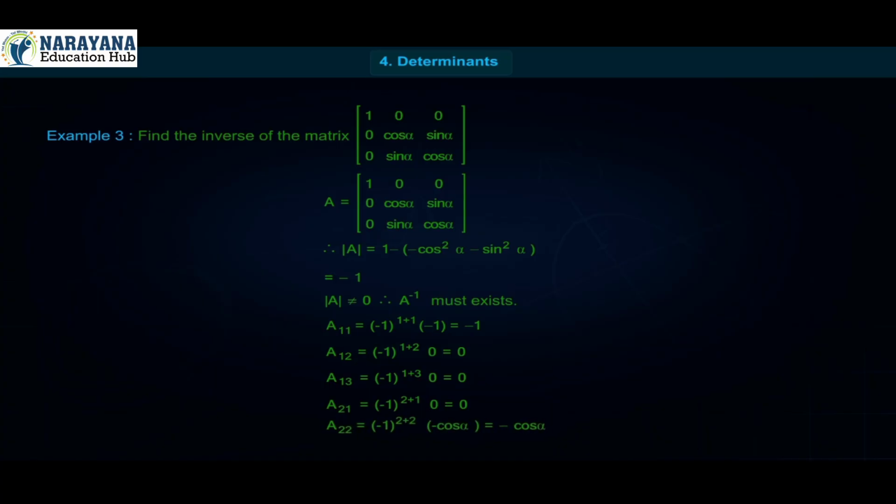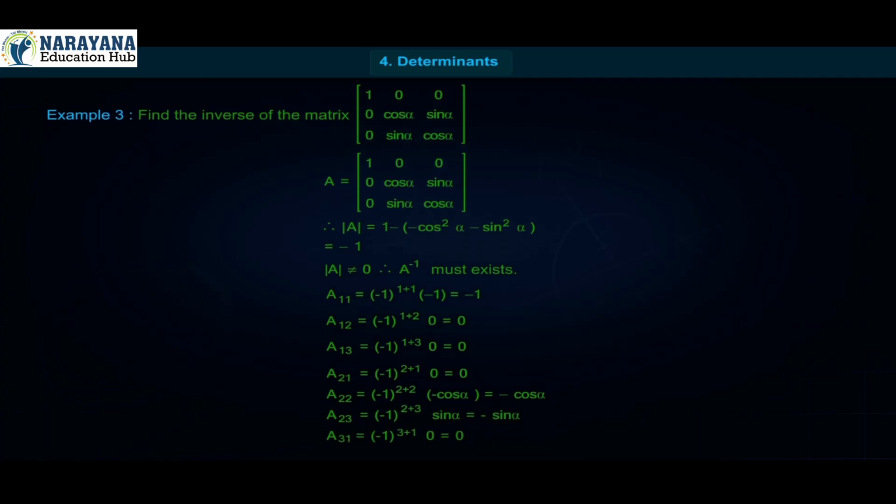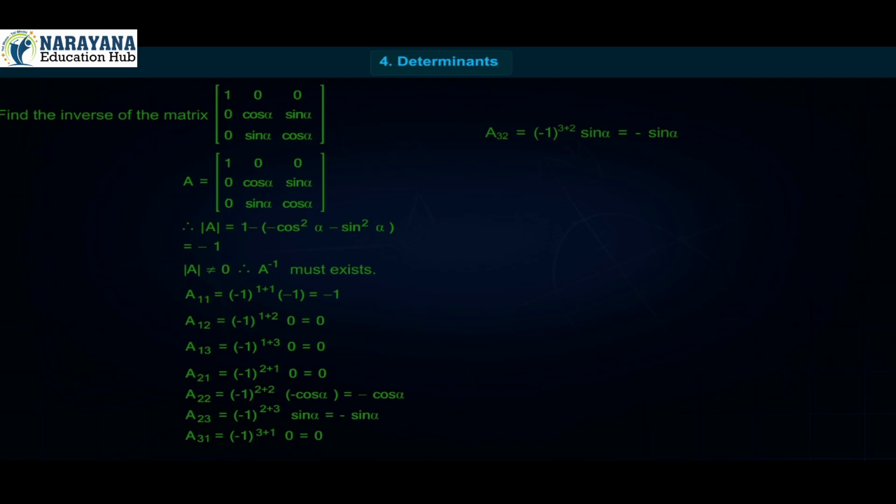A22 is equal to (-1) raised to 2 plus 2 into minus cos alpha is equal to minus cos alpha. A23 is equal to (-1) raised to 2 plus 3 into sin alpha is equal to minus sin alpha. A31 is equal to (-1) raised to 3 plus 1 into 0 is equal to 0.